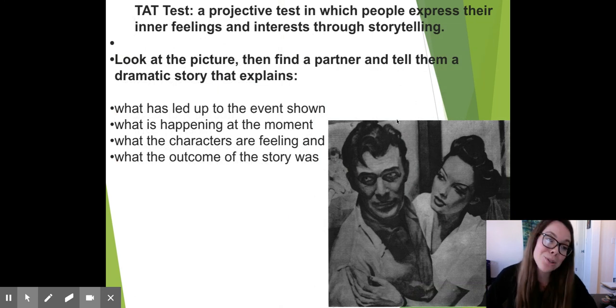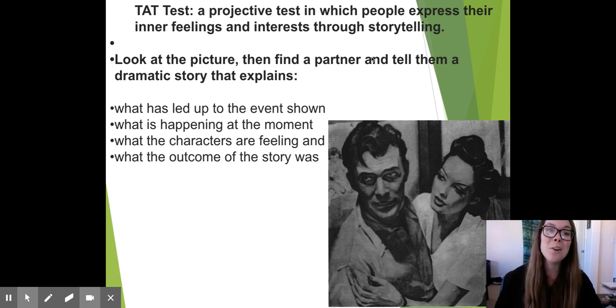This is what we would usually do in class, but for this one, I just want you guys to write down this top little part, which is the TAT test. It's a projective test in which people express their inner feelings and interests through storytelling. And so if we were in class, maybe we'll do this for one of our brainstorm days. But I would have you guys look at this image and in your table groups, come up with a story.